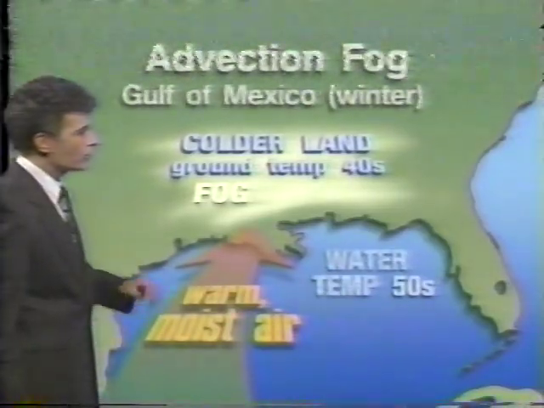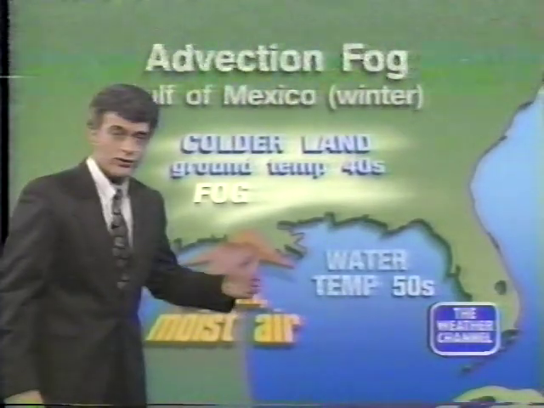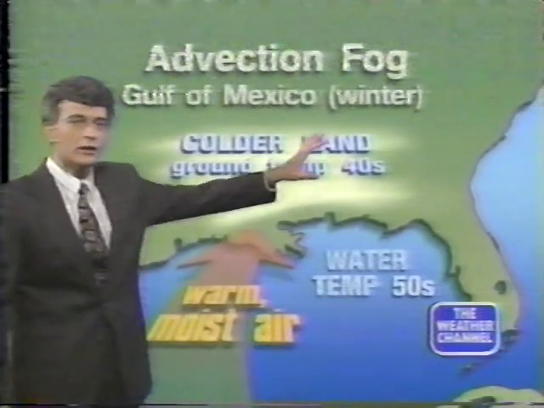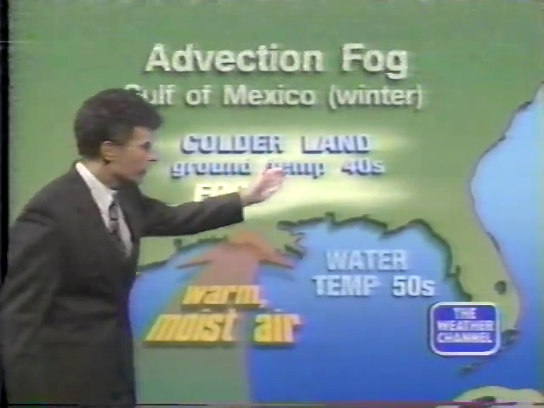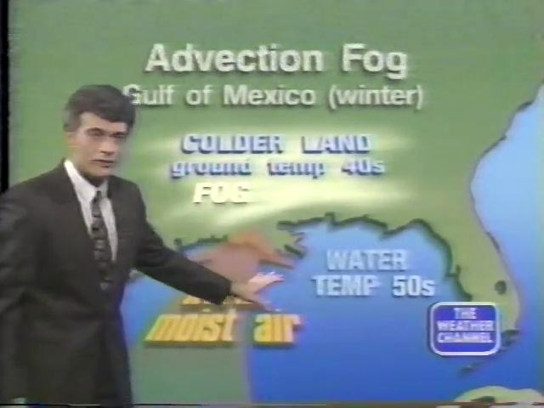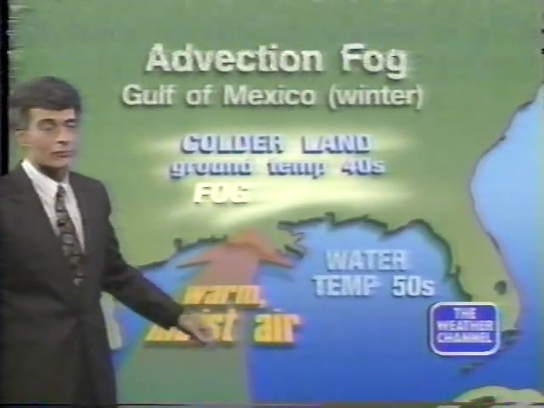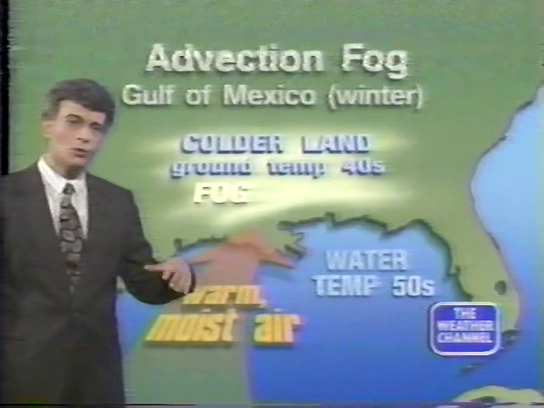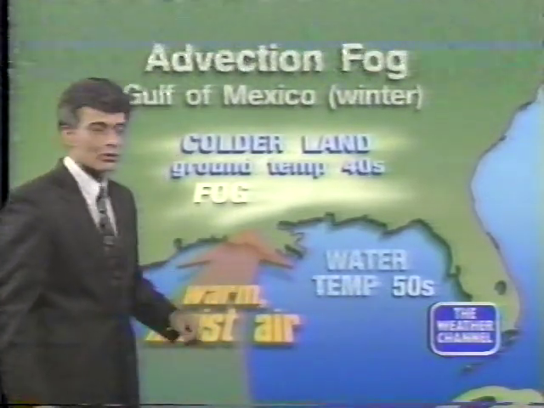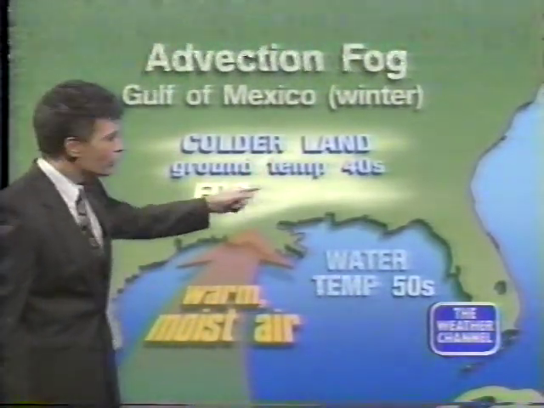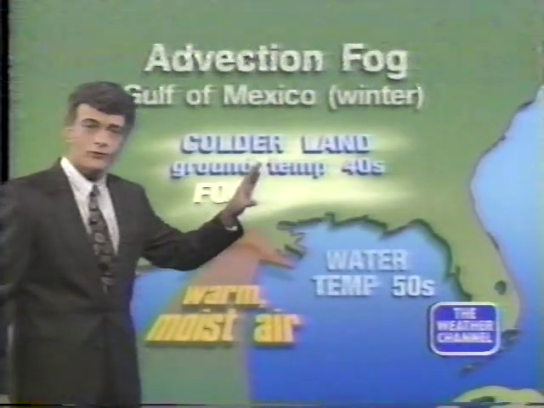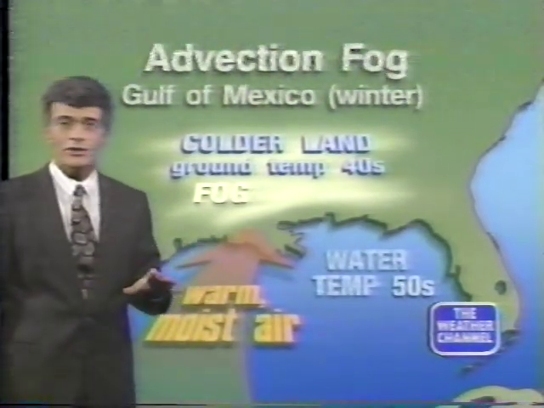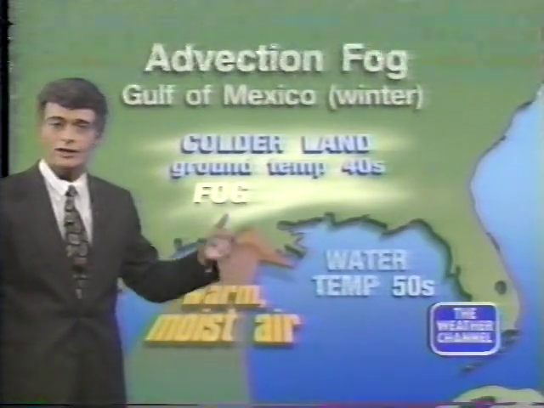Advection fog is a different type of fog, on the other hand. For instance, around the Gulf of Mexico, in the winter especially, when the ground is very cold. Say the ground temperature is in the 40s. Water temp in the 50s or even 60s over the Gulf of Mexico will bring warm and moist air. Dew points then will be around the water temperature, 50s or 60s, but the ground is only in the 40s, so that 40-degree ground temp will lower the air to its dew point, and again, when that happens, you would get dew on the grass, but in the air you get fog.